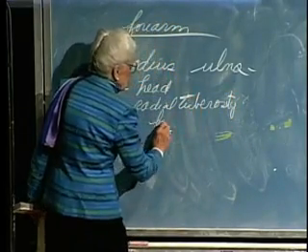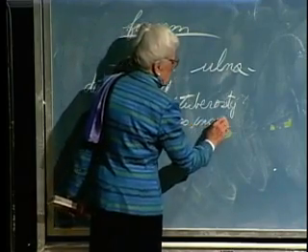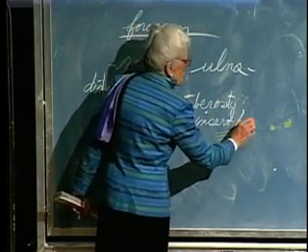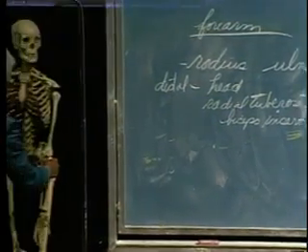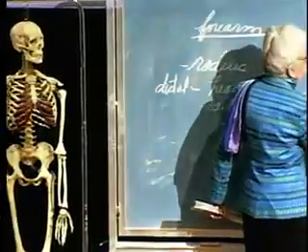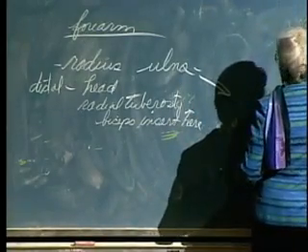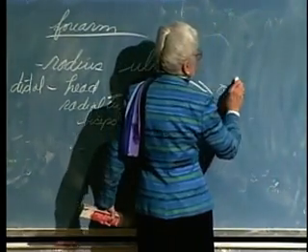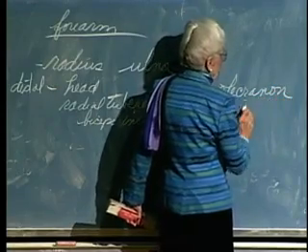And the biceps will insert here. The distal part of the ulna has two characteristics here. One is called the olecranon process.